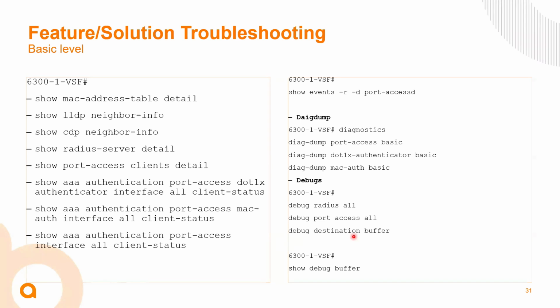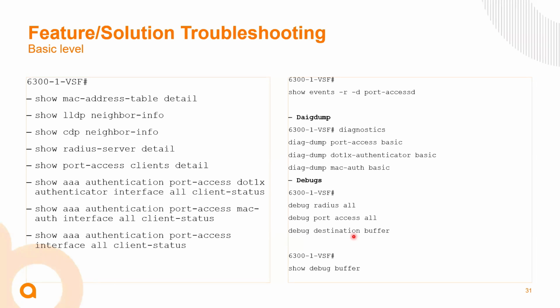In case you want to debug the feature at the AOS-CX level, the commands you have to use are: show mac-address-table detail, which helps you know whether the MAC address was learned on the AOS-CX switch. LLDP neighbors and CDP neighbors will show whether the clients are getting learned on that AOS-CX. The RADIUS server detail is a very important command to know whether the RADIUS server is reachable or not.